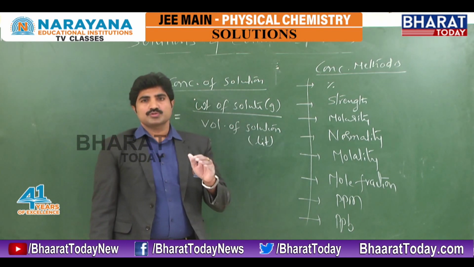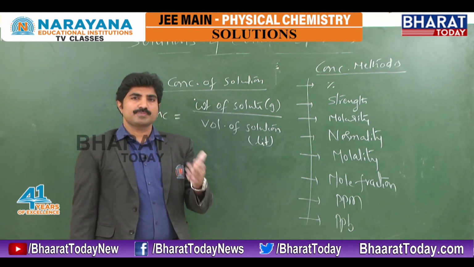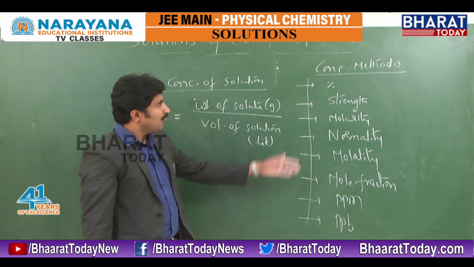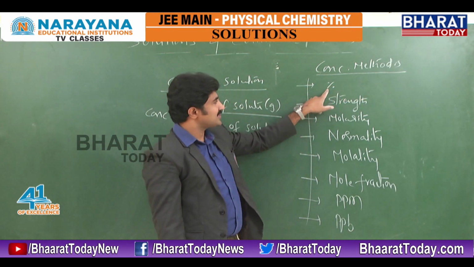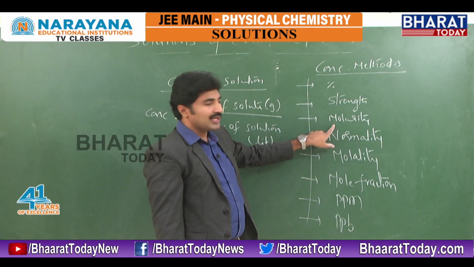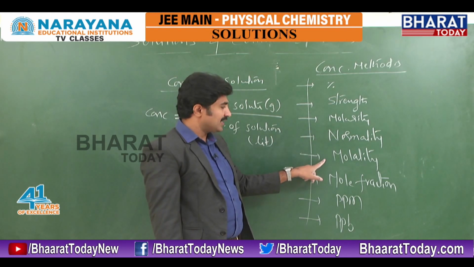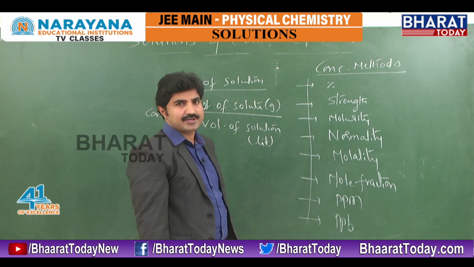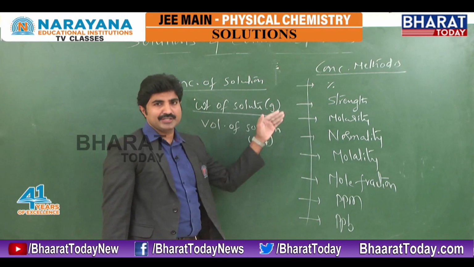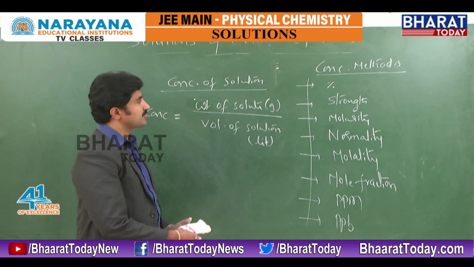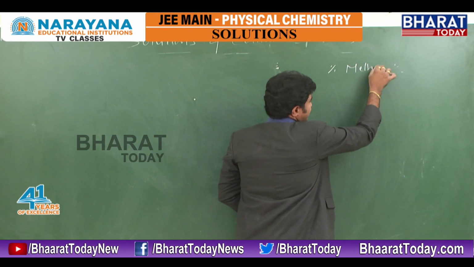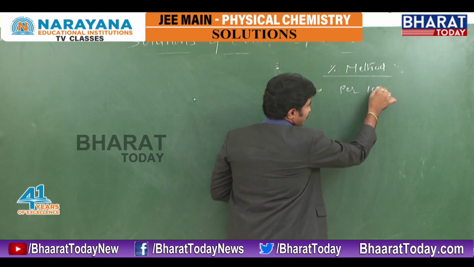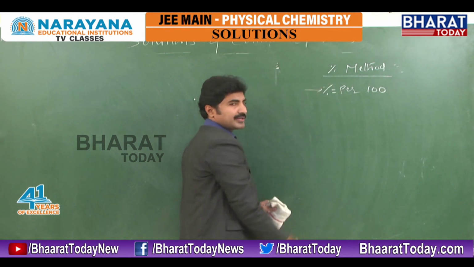But not only this: to express how much solute is present in a given solution, there are many concentration methods. What are these methods? Percentage method, strength, molarity, normality, molality, mole fraction, ppm, and ppb. These are the different concentration methods. Now I am going to explain each and every concentration method individually. Next, the percentage method. Percentage means it is per 100.